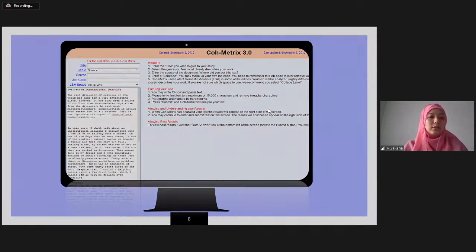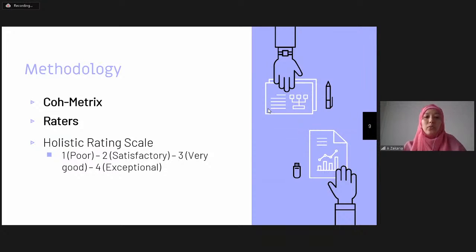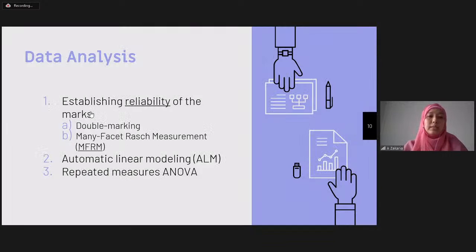We then compared this to the raters' ratings, which are on a 4-point scale, where 1 is poor and 4 is exceptional. To make sure our ratings were reliable, the posts were double marked, and a third marker resolved any disagreements. We then used many-facet Rasch measurement to validate the scores. To answer the first question, comparing the automated ratings with the human ratings, we used automatic linear modeling to predict which linguistic variables affect how highly a post is scored by the human raters.